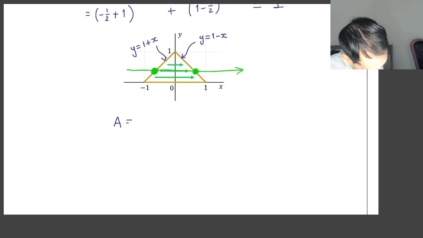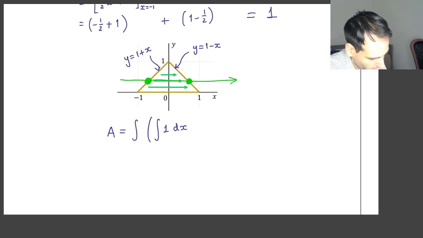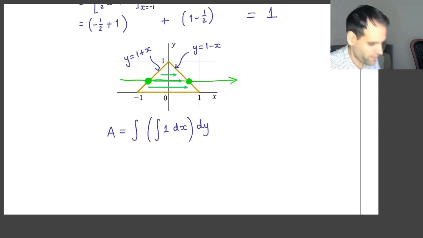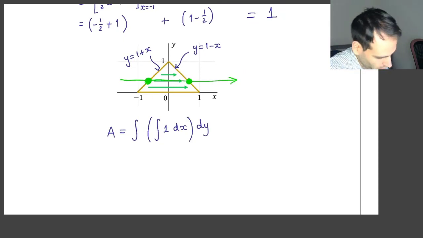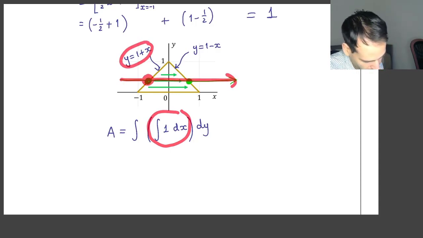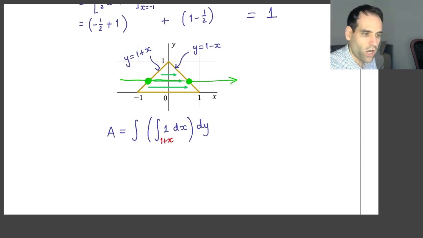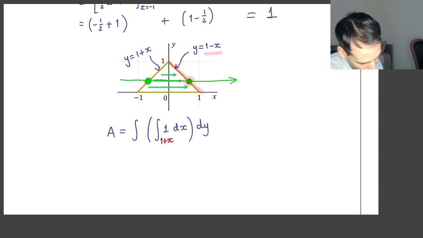The area is the integral of 1 dx, because we are integrating first along x, and then dy on the outside. Yeah. So as I said, to figure out the limits of the inner integral, we have drawn this line. We come in on y equals 1 plus x. So we write 1 plus x here. This is wrong, but let me explain why. What would be the upper limit? The upper limit would be this line here, which is 1 minus x. So we write 1 minus x here.